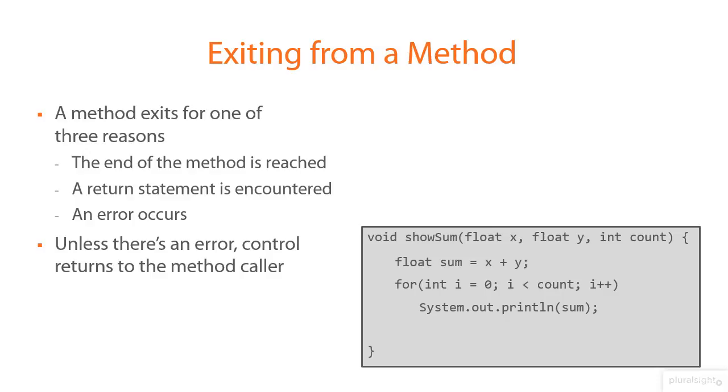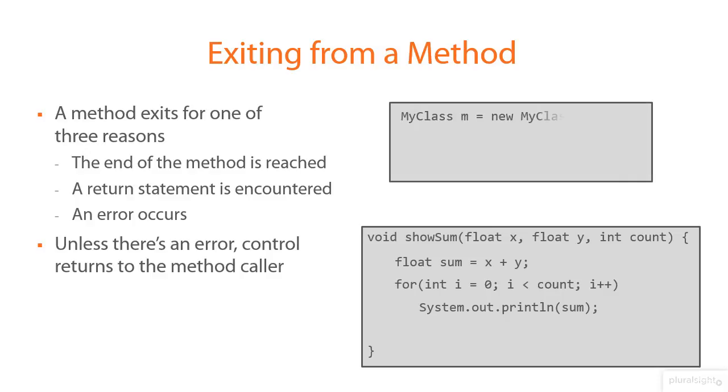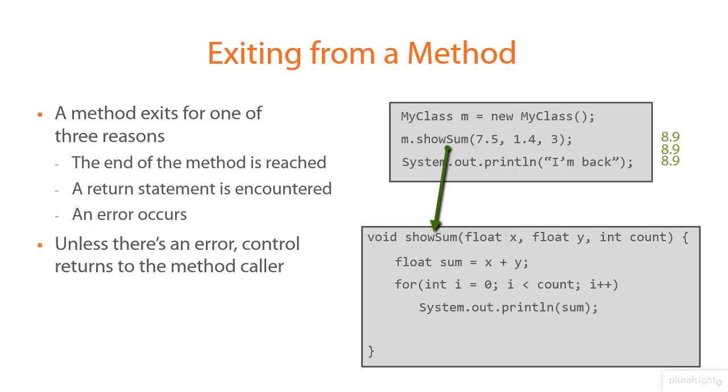Right? So in the case of our little showSum function here, if we have our code where we created the class instance, and then we called showSum, if we had another instruction after that that printed out a message like "I'm back," what's going to happen is that when we call m.showSum, that's going to pass control into our showSum method. It will do its work, which is print out that 8.9 three times. And then control is passed back up to the caller, which will pass control to that print line "I'm back," which then prints that message out.